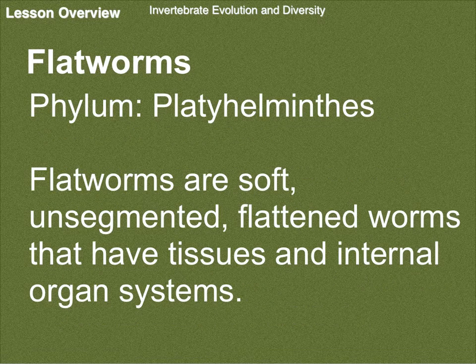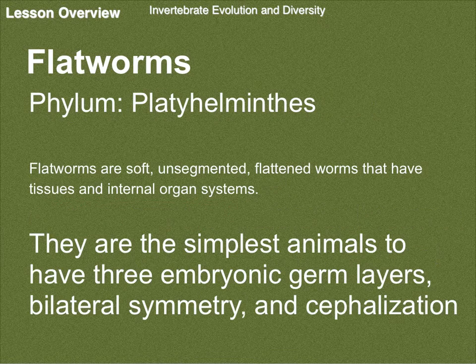The phylum Platyhelminthes, these are worms. We mainly call these flatworms. They're soft, unsegmented, flattened worms that have tissues and internal organ systems. So these are unsegmented, okay? That means that they are less complicated, less complex than the segmented version.